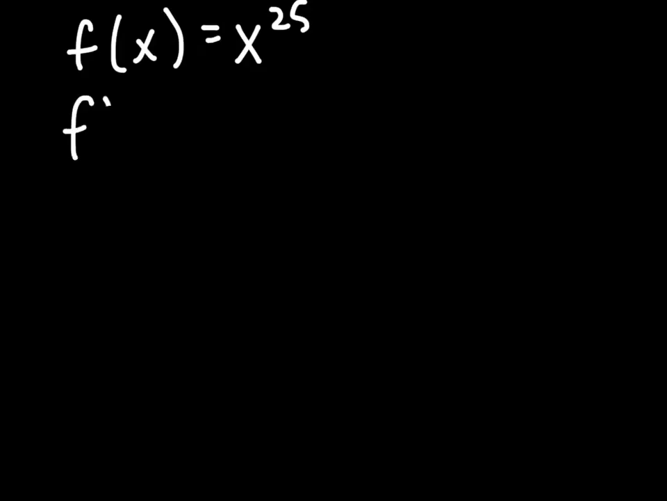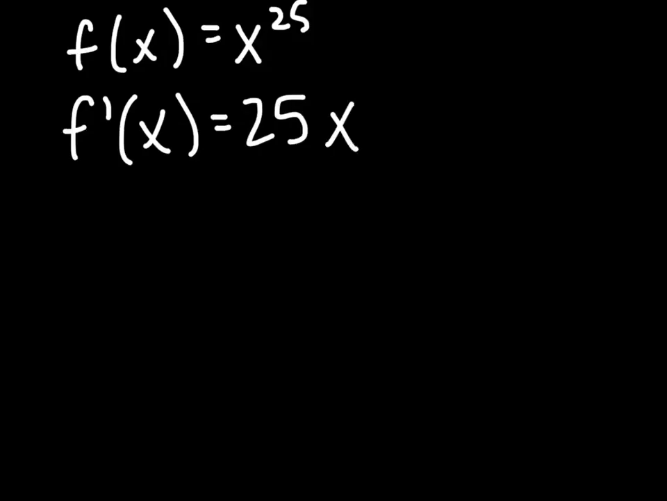If I have f of x equals x to the 25th, then I know that the derivative, f prime of x, will equal n, which is 25, times x to the n minus 1, which is 25 minus 1, or 25x to the 24th. Pretty easy. So that's number 1.